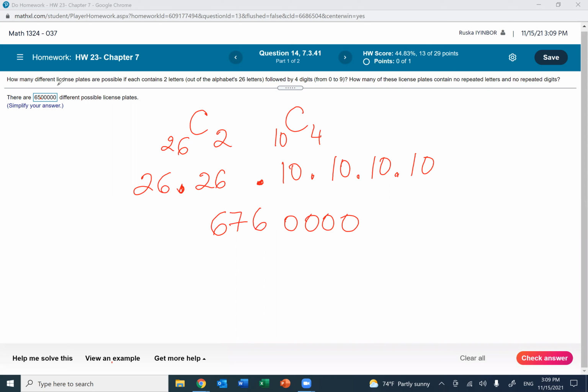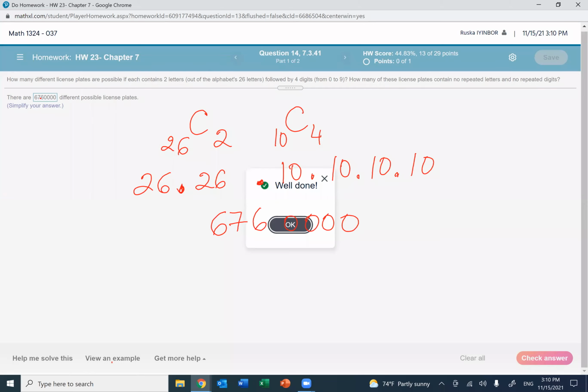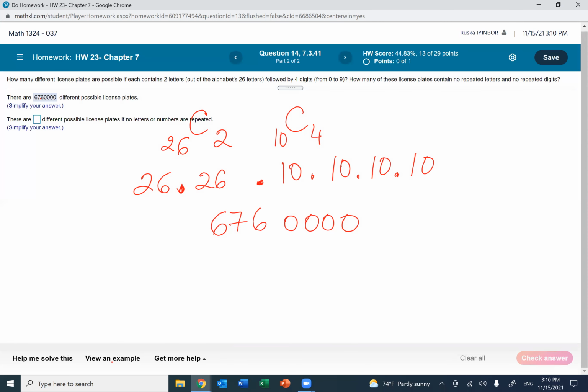676. And that's gonna change here. And then I have 2, 3, 4. Okay, and that's right. So here we multiply 26 times 26 because you have combinations where you can repeat those, and then we have to find how many different possible license plates if no letters or numbers are repeated.